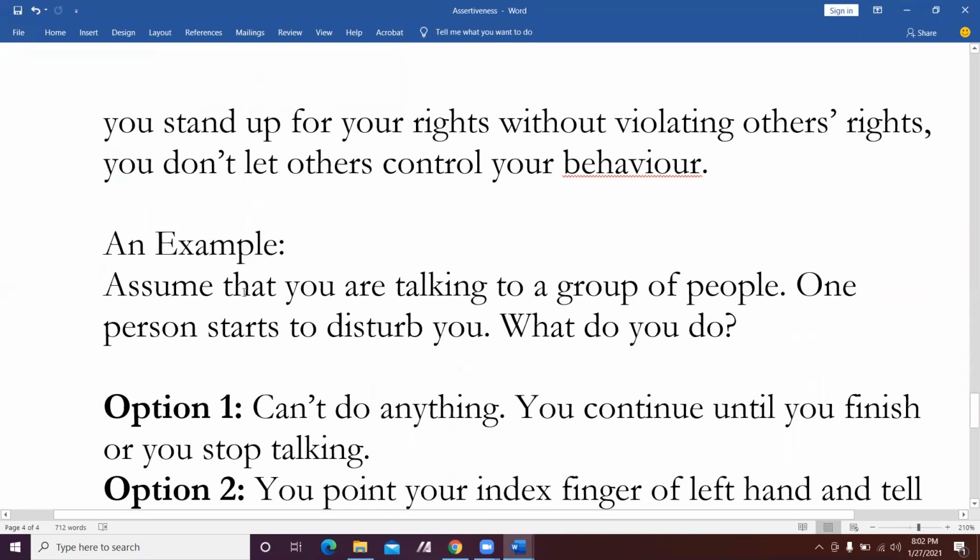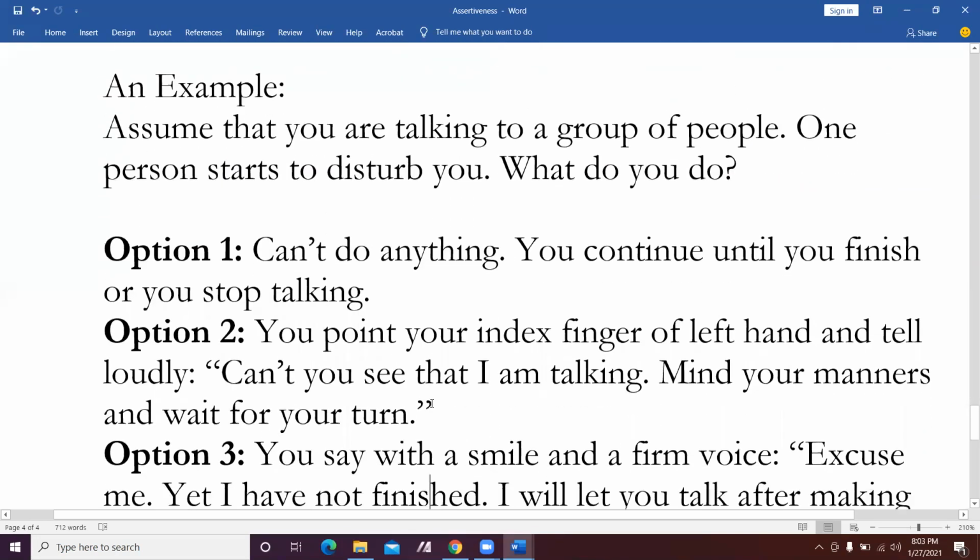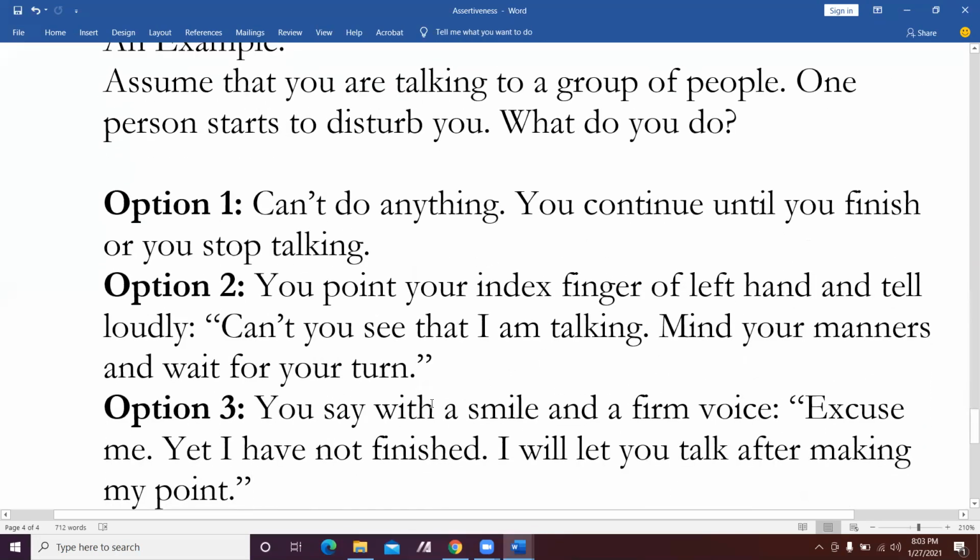An example. Assume that you are talking to a group of people. One person starts to disturb you. What do you do? Okay, I will stop my speaking. You try to understand option 1, option 2, and option 3.